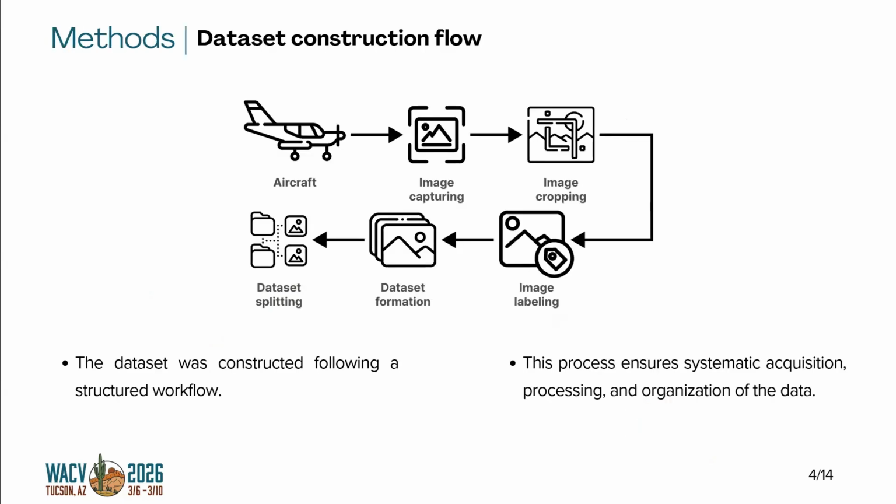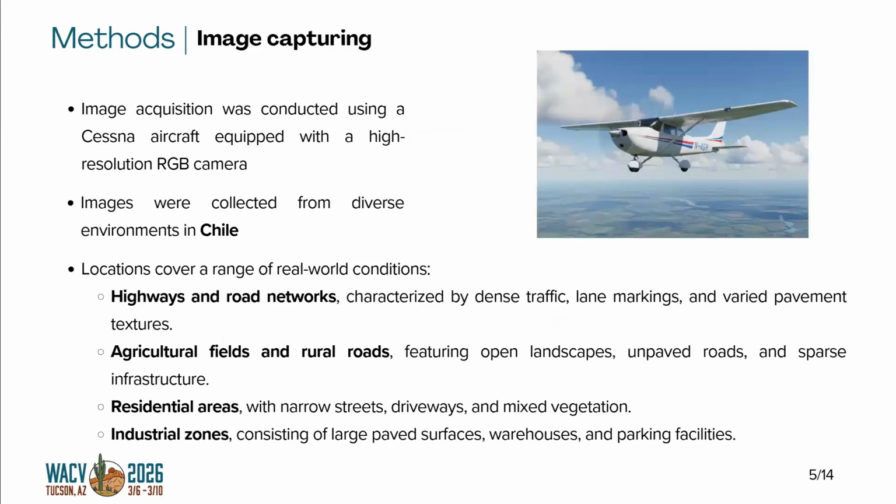Now, moving to the methodology, the dataset was constructed following a structured and systematic workflow. This pipeline ensures consistent acquisition, processing, annotation, and organization of the data. Now, starting with the image acquisition stage, images were captured using a Cessna aircraft equipped with a high-resolution RGB camera. The data was collected across diverse environments in Chile, covering a wide range of real-world conditions. These include highways, agricultural areas, residential zones, and industrial environments, ensuring strong environmental diversity in the dataset.